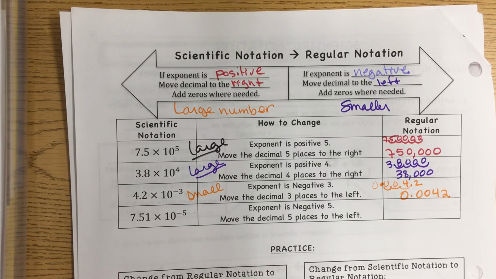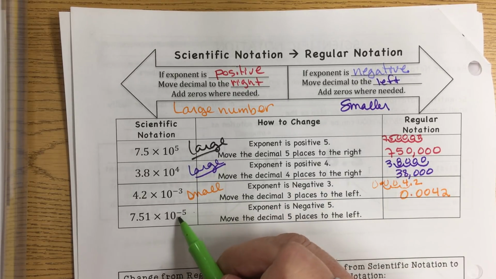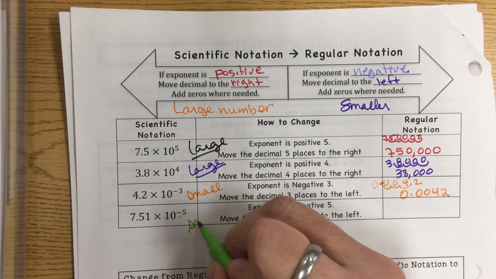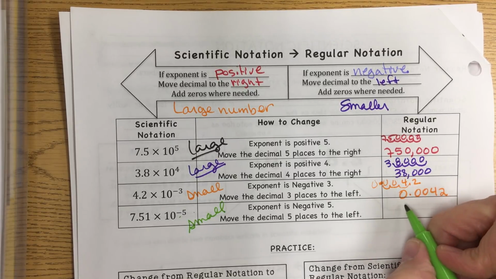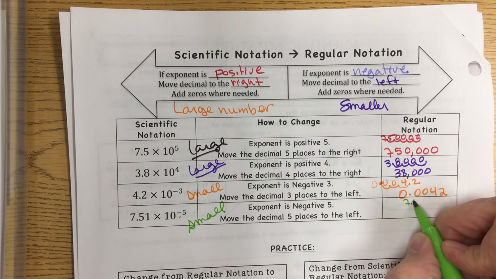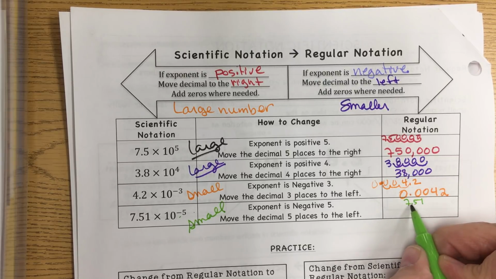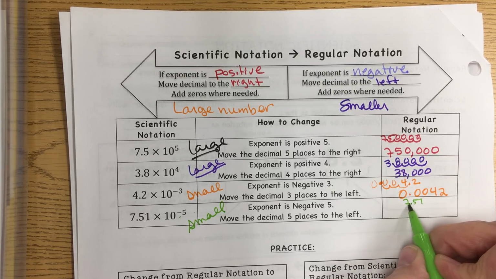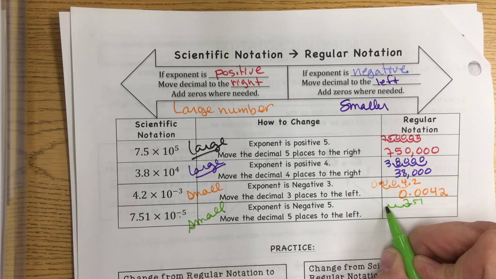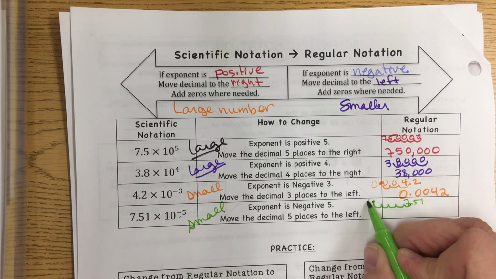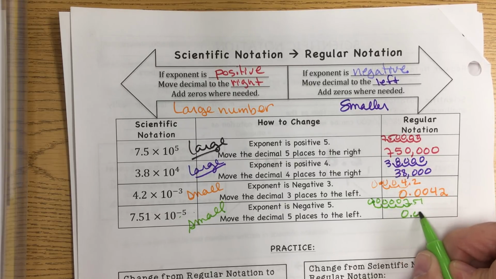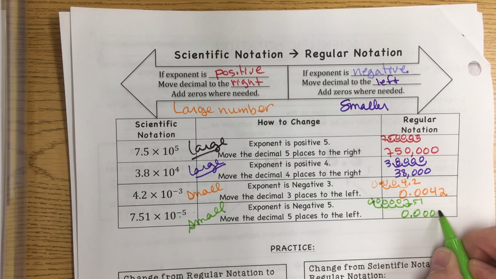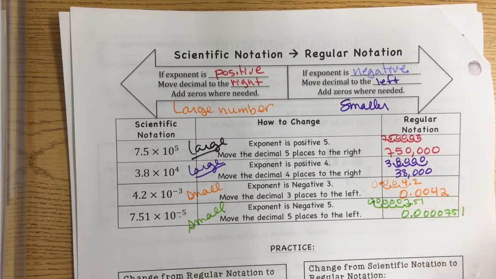Last but certainly not least of these up here, again, this is a negative exponent. So that means it's a small number. So it's actually smaller than 7.51. So I write 7.51, and I'm going to go to the left 5 times. 1, 2, 3, 4, 5. And I put some placeholders in here, and I get 0.000751.